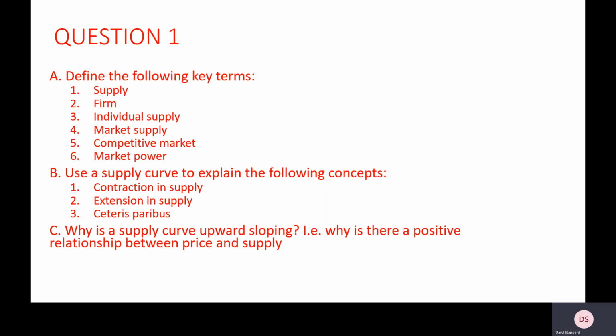Right, now just to pause for a few moments or so, you've got here question 1. So you've got A, which is looking at defining some key terms. You've got B, which is about drawing some supply curves. And then C is explaining that positive relationship between price and supply. So what I'd now like you to do, please, is to copy down these questions, hit pause, write down your answers, and when you've put down your answers, hit play and carry on watching the rest of the video. Make sure, though, before you hit play, that you fully understand the answers that you've written down, please. Right, so hit pause, and when you're ready, hit play.